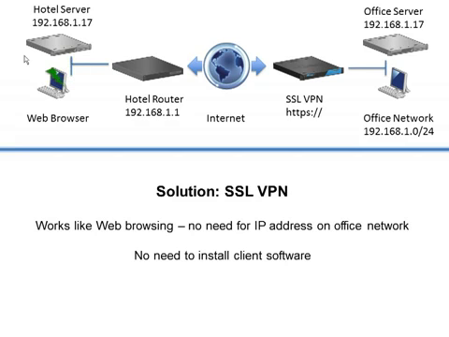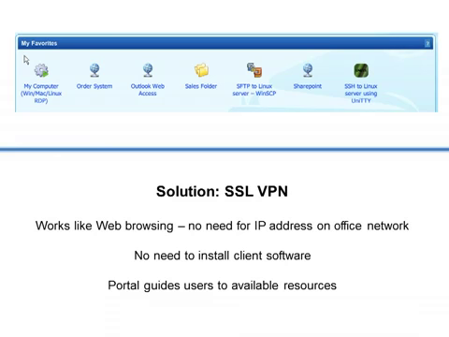An SSL VPN works like web browsing, so there's no need for an IP address on an office network, and therefore there are no IP address conflicts. Because an SSL VPN uses your web browser, there's no need to install any client software. And most importantly, an SSL VPN utilizes portal technology so that users can see any resources that are available to them. They can see the connection to your remote desktop services, the file shares that they need access to, and they can gain direct access to their applications from a simple point-and-click interface right from their web browsers.